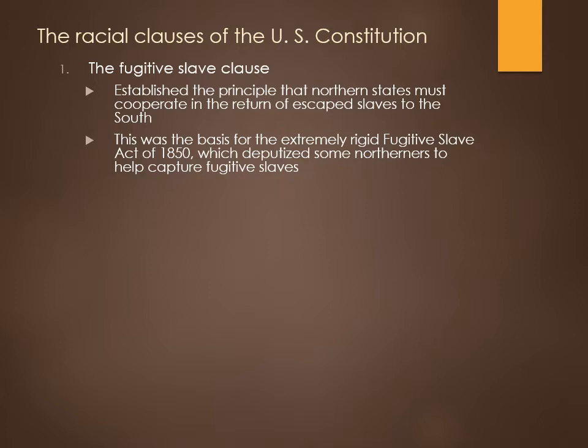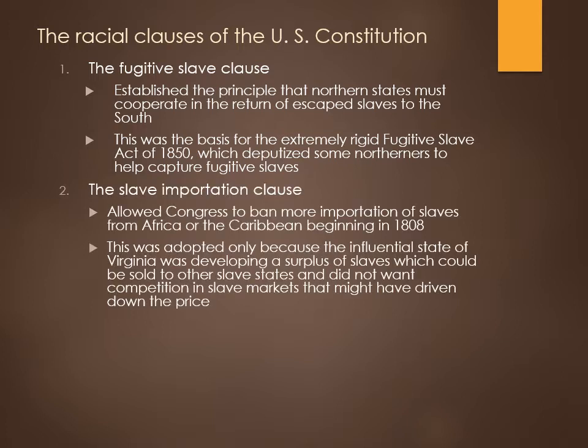The second place where slavery appears in the Constitution is in the Slave Importation Clause. It allowed Congress to ban importing more slaves from outside the country beginning in as early as 1808. And when 1808 rolled around, Congress did indeed ban the importation of more slaves. Now you might wonder, how could they convince the South to go along with this?